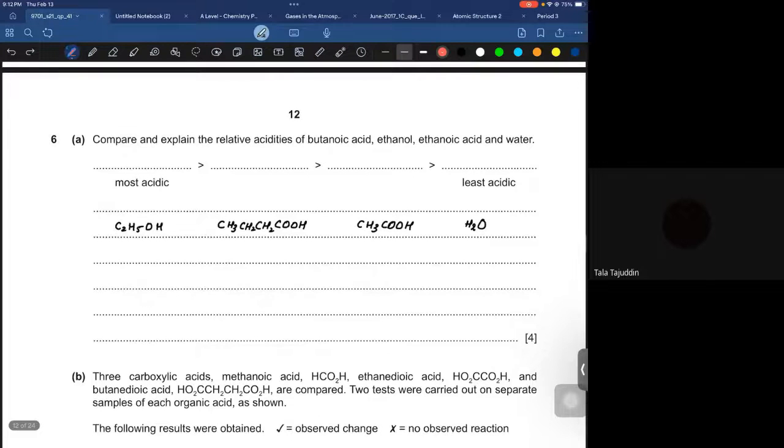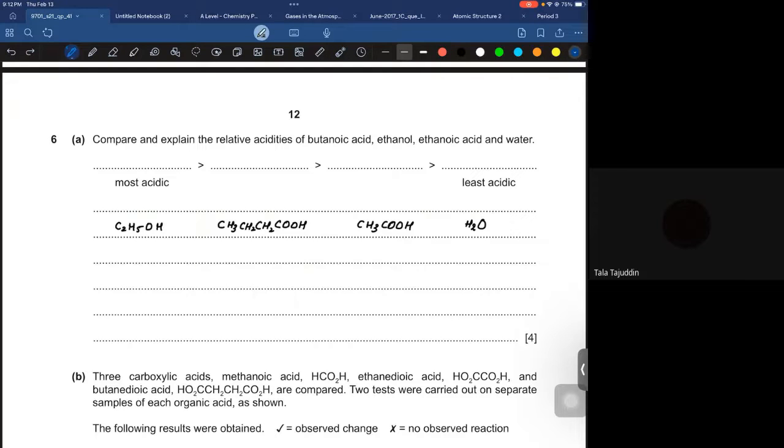So what do you think? One has two alkyl carbon atoms, one has three carbon atoms, one has one carbon atom, and this is simple H2O. So I think this should be the most acidic because this is a carboxylic acid. As compared to alcohol, carboxylic acids are more acidic.